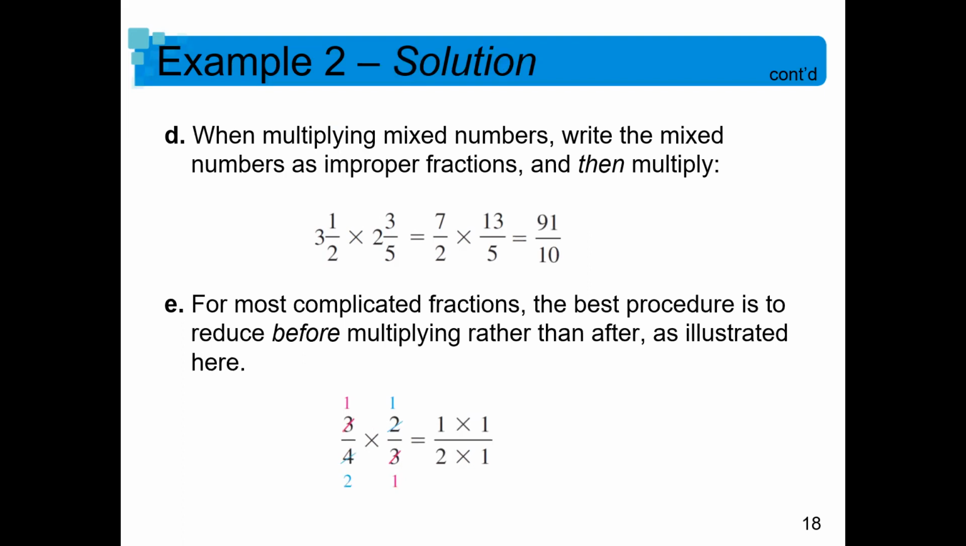So for most complicated fractions, the best procedure is to reduce before multiplying rather than after, as illustrated here. So 3/4 times 2/3 shows that you can cancel out the 3's because a 3 appears in the numerator as well as the denominator. So they cancel out, they both become 1.